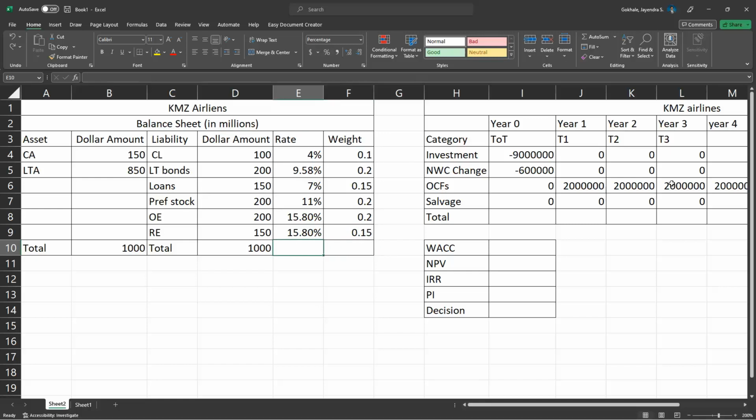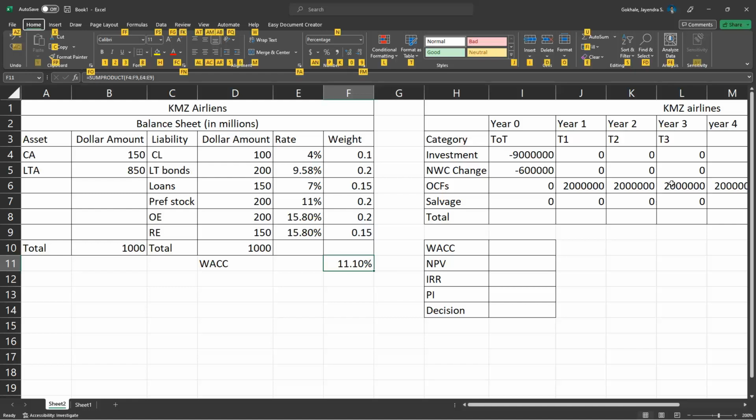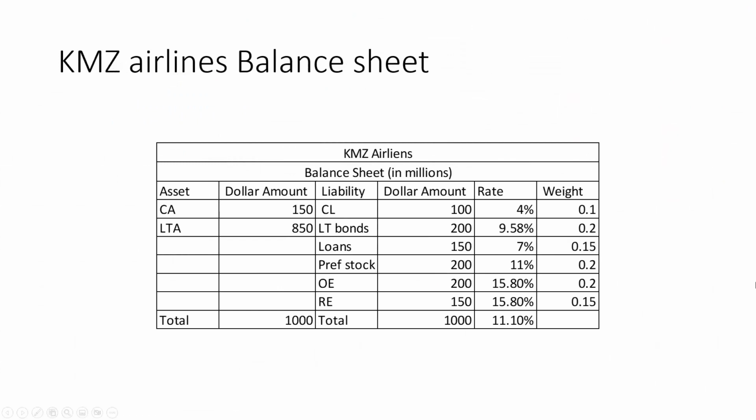To find out the WACC, it's really very simple now, because it is nothing but the sum product of the weights and the costs, and we're done. We'll go to 3 decimal places. So the weighted average cost of capital is 11.095. See, the weighted average cost of capital is 11.1%.